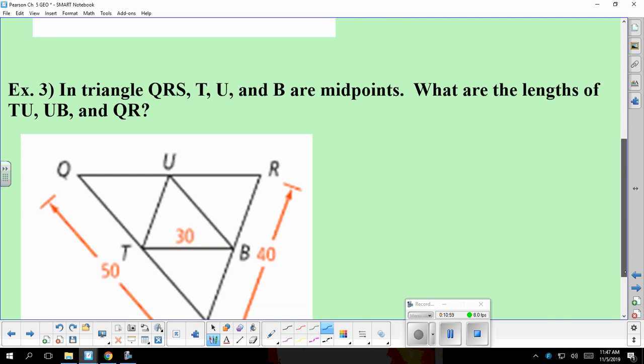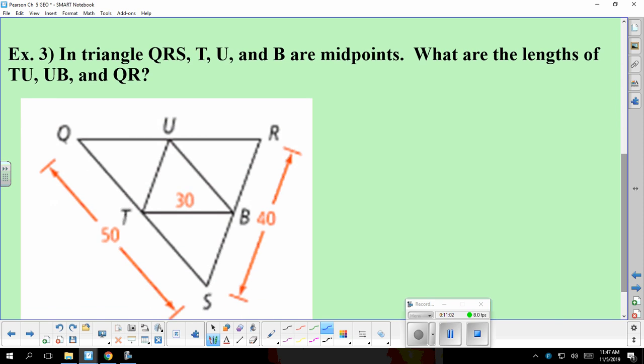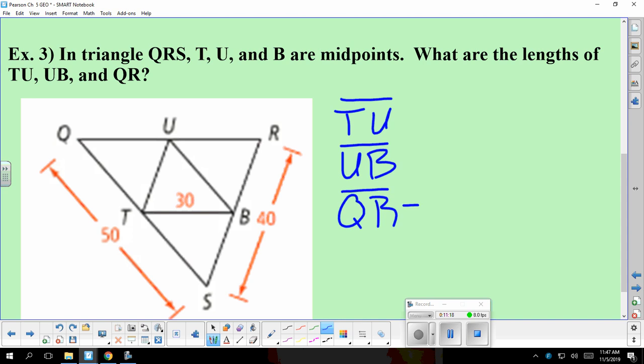So the next one, in triangle QRS, T, U, and B are midpoints. What are the lengths of TU, UB, and QR? I want to find the length of TU, UB, and QR. All right, so first, TU, this segment right here, we know the length of TU is going to be half the length of the side it does not touch. So RS is 40. Half of 40 is 20.